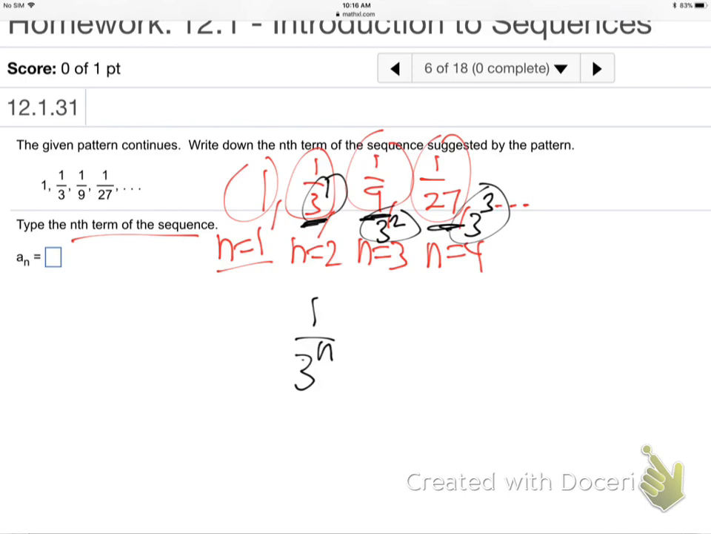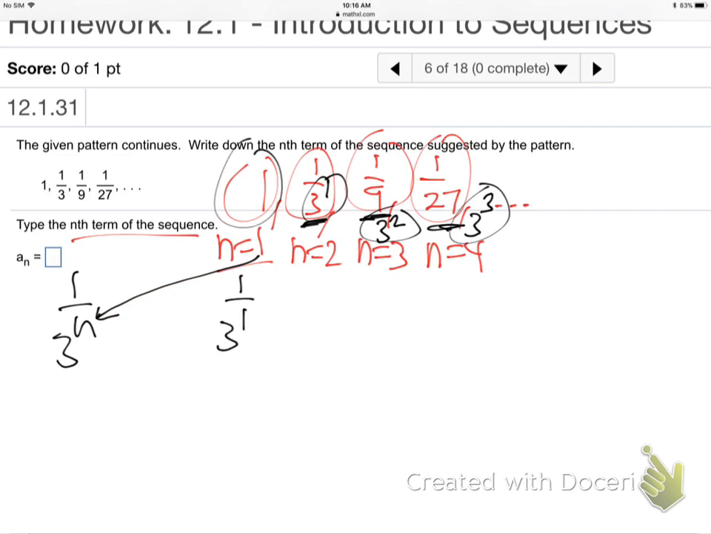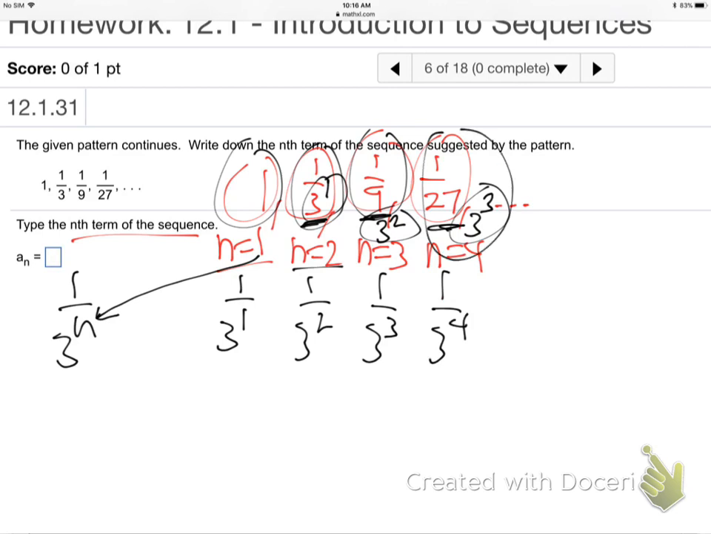Let's test it. Let's see if it's really right. If 1 over 3 to the n is right, then when you plug in 1, you should get 1 over 3 to the 1. Is that what we get? When you plug in 2, you should get 1 over 3 to the second. Is that what we get? When you plug in 3, you should get 1 over 3 to the third. Is that what we get? It's close. Do you see what's wrong? Plug in 4, you get 1 over 3 to the fourth, but you're supposed to get 1 over 3 to the third.